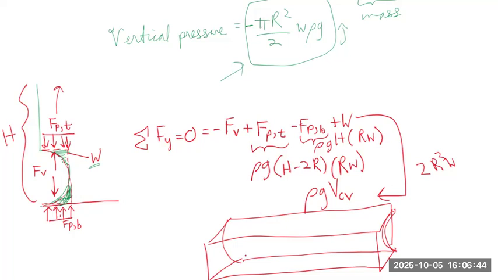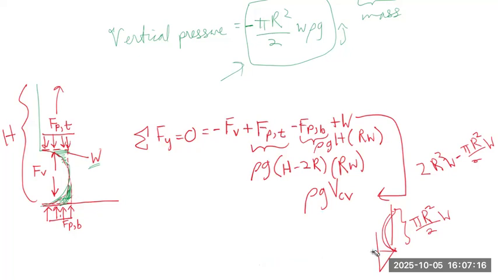And then we subtract the volume of the half cylinder inside. That volume is going to be pi R squared over 2 times W. So minus pi R squared over 2 times W. That's going to be the volume of this green area. So now we have the volume of the control volume.